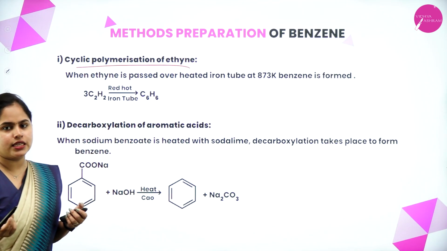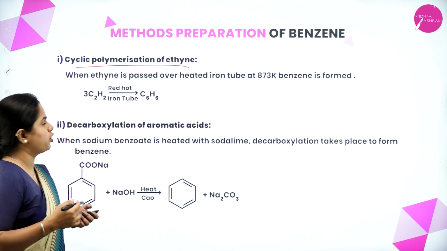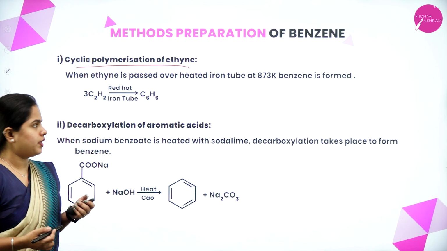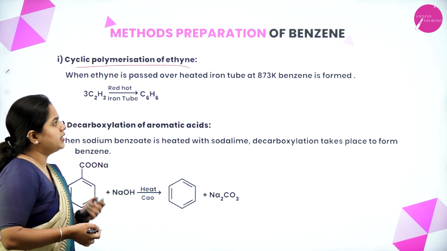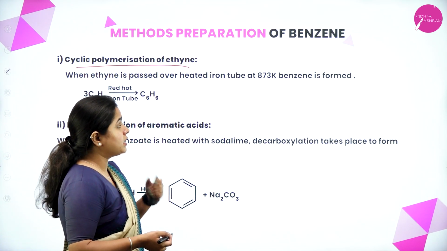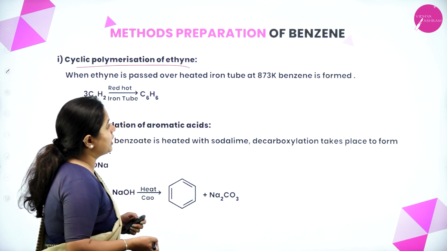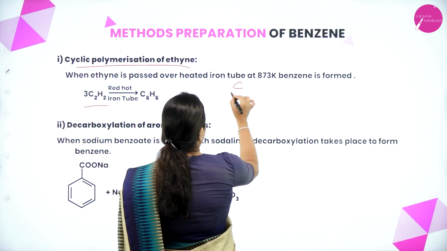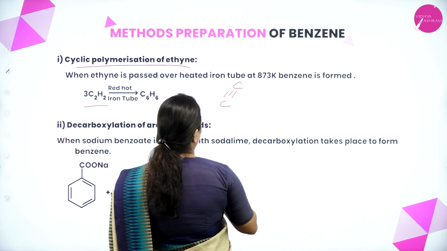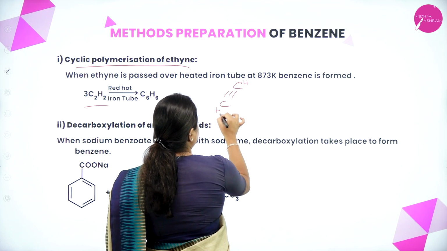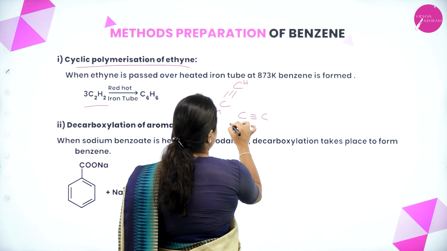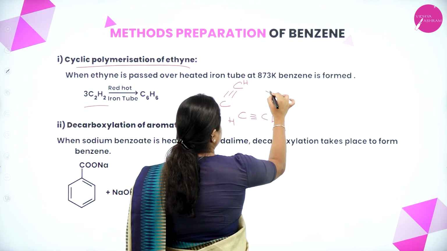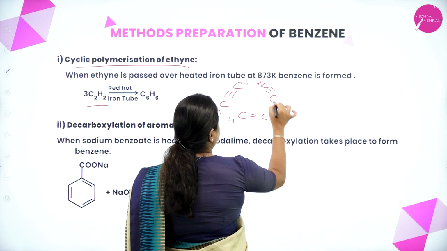So you have to link in this way and study, so it will be easy for you. So cyclic polymerization of ethyne. When ethyne is passed over heated iron tube at 873 Kelvin, benzene is formed. So C2H2, right? So you have one ethyne here, second ethyne here, third molecule of ethyne here.